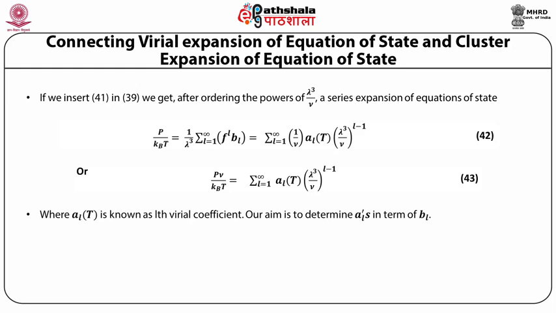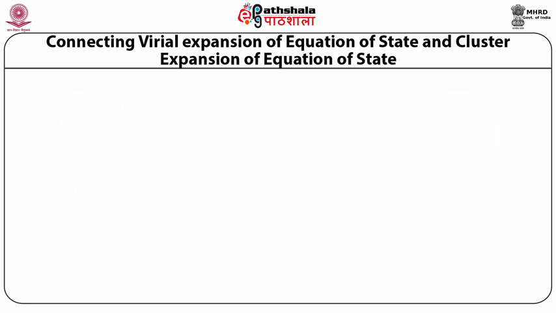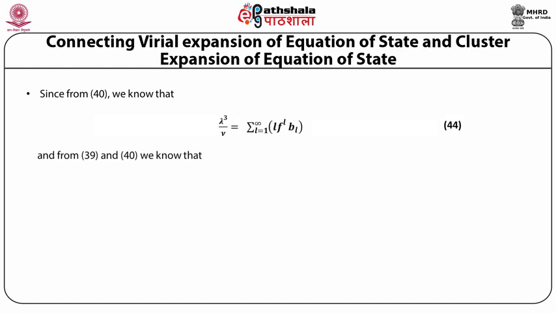Our aim is to determine the A_l's in terms of b_l. Since from 40 we know that lambda cubed upon nu is equal to summation over l equals 1 to infinity l f raised to power l b_l, and from 39 and 40 we know that P nu upon kBT is equal to summation over l equals 1 to infinity f raised to power l b_l divided by summation over l equals 1 to infinity l f raised to power l b_l.